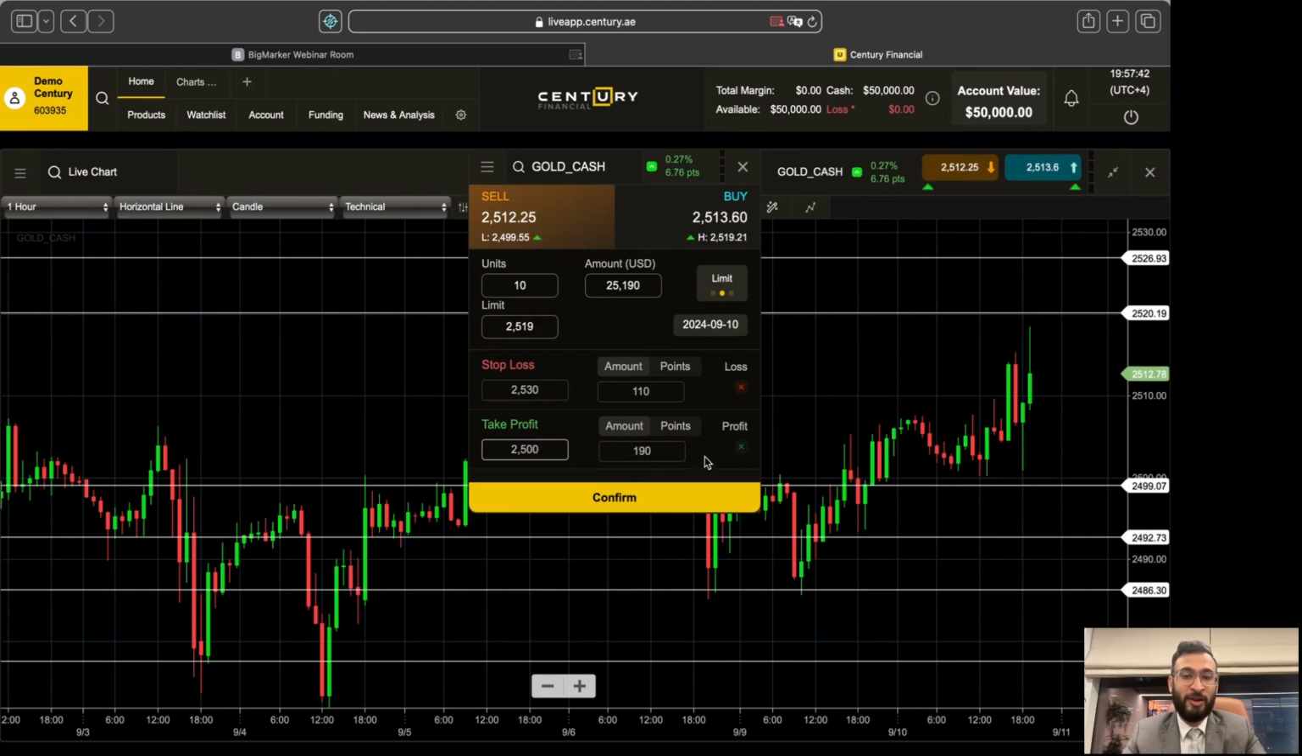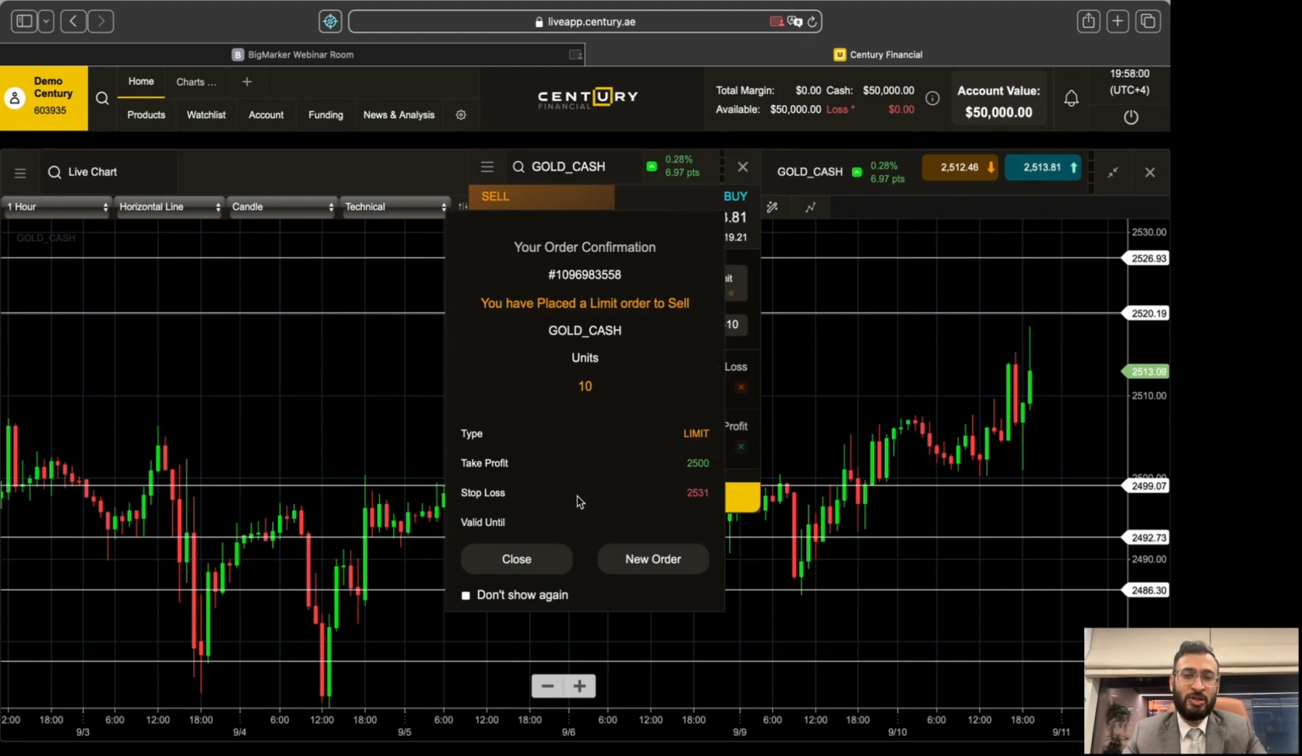So now my profit expectation is 190. My loss expectation is 110. In fact, I want to make it 2531 just to not keep it at the round figure. So my loss could be $120. My profit could be 190. So my profit expectation is higher than my loss. That is how it needs to be. I confirm, place my order.